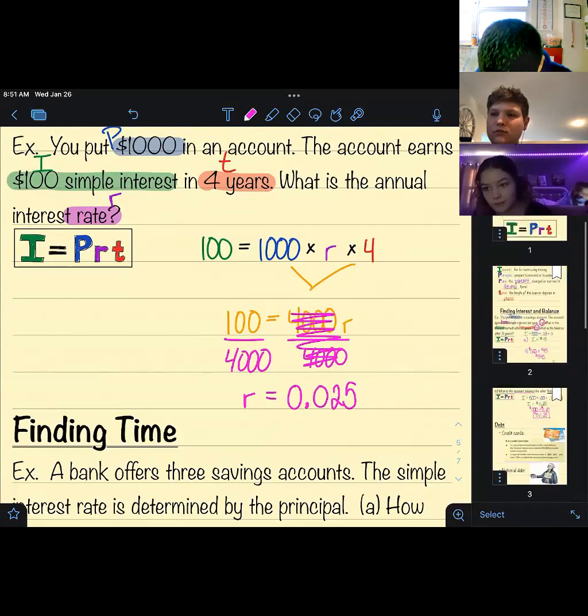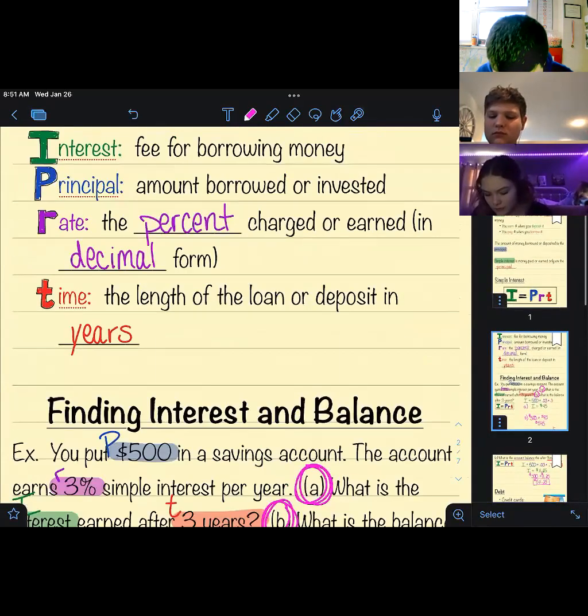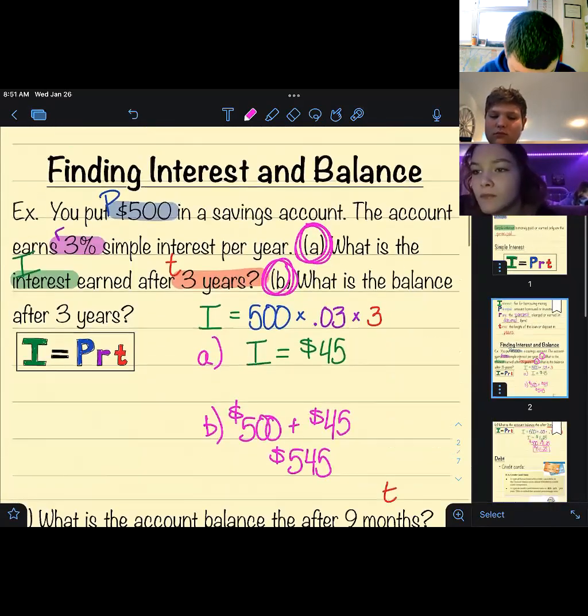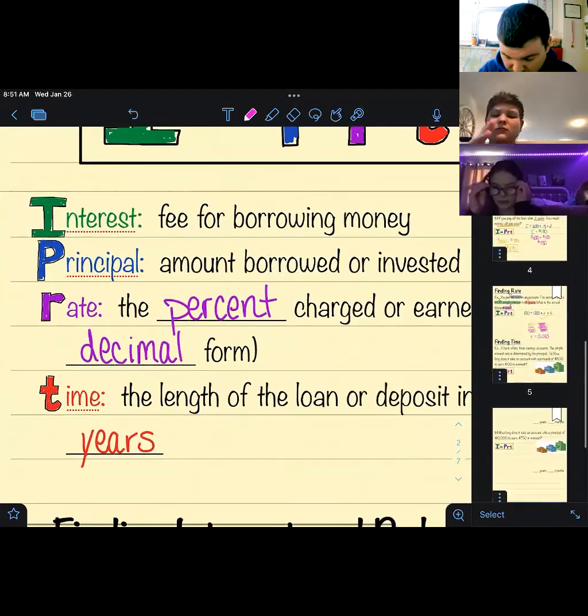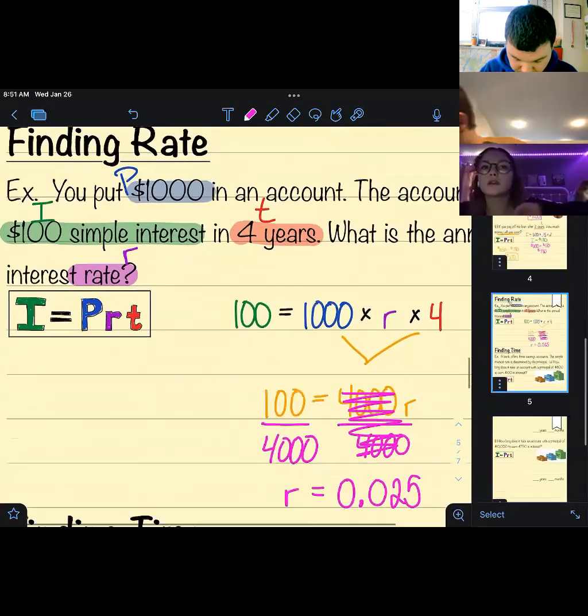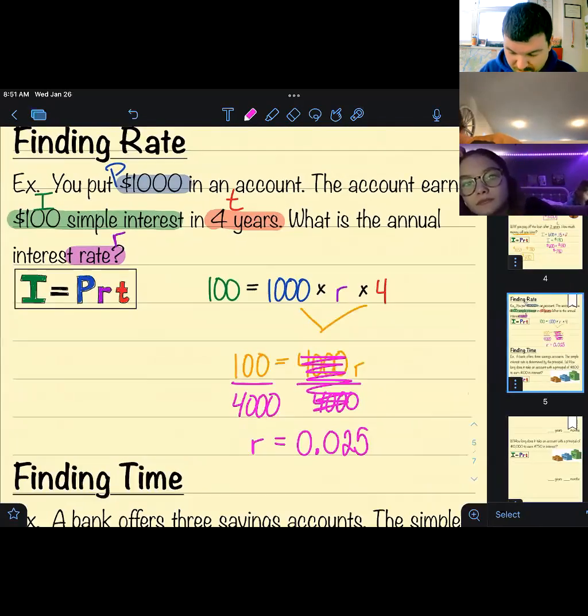Okay, so that's our interest rate as a decimal. However, our interest rate is supposed to be given as a percent. So what that means is anytime I'm finding r, I need to convert it to a percent when I'm done.